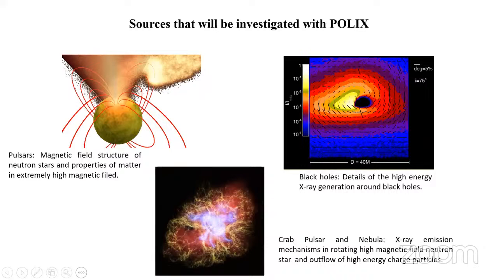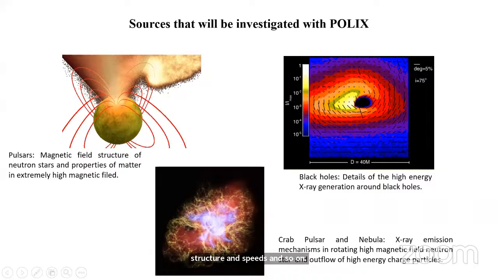There is a fast rotating neutron star with a speed of 30 times a second that also has a magnetic field of about 10 power 11 Gauss. In such a strong magnetic field, the rotation creates an outflow of charged particles that energizes this whole region. The neutron star is the pulsar, and the rest of it is the nebula. The X-ray emission mechanism in the rotating high magnetic field neutron star at the center, with outflow of high energy charged particles, energizes the nebula. So there will be polarization here, which will help us in understanding the magnetic field structure and speeds and so on.